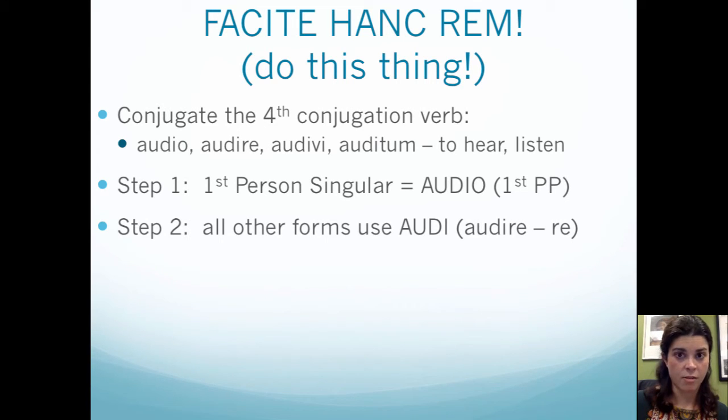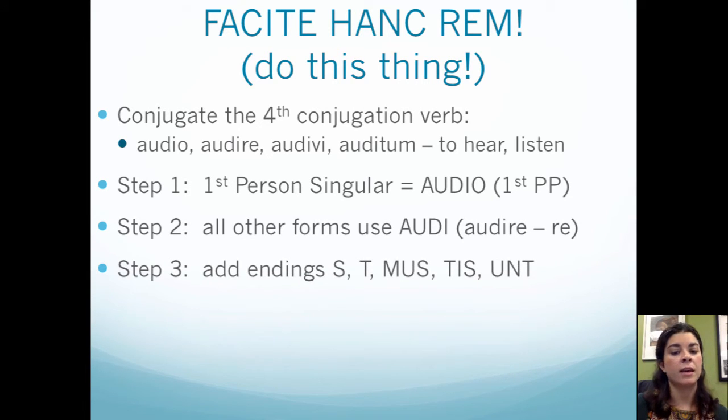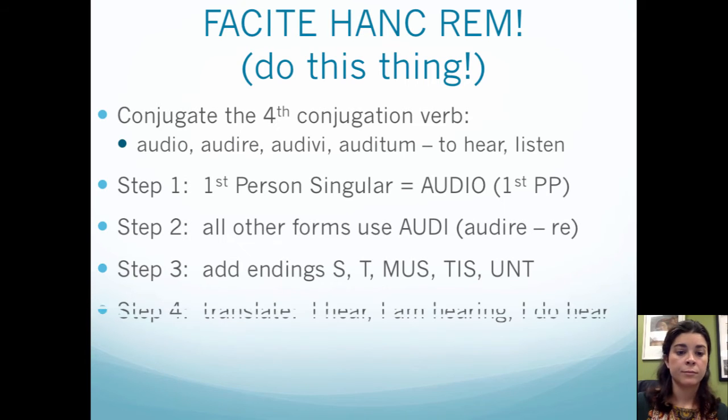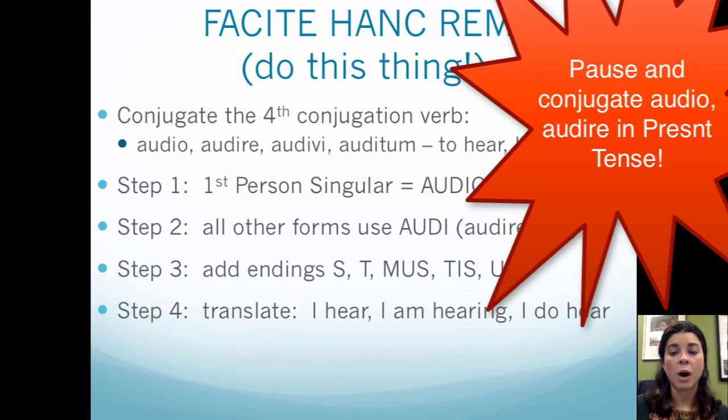Go on and write that down 5 times after you've written audio. The third step is we're going to add the endings -s, -t, -mus, -tis, and -unt. Now, add those endings to your stem and you have the present tense done. Step 4, we'll translate it. I hear, I am hearing, I do hear would be audio, and of course we're going to translate each and every single form that you have there. So take a moment, pause the video, and finish conjugating audio in present tense and translate each form. Resume when you are ready.